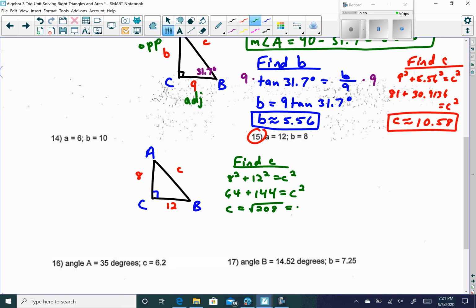So this becomes a square root of 16 times 13. So C is going to equal 4 radical 13, which we could approximate as well to be about 14.42, which is approximately 14.42 units long. So there is side C.